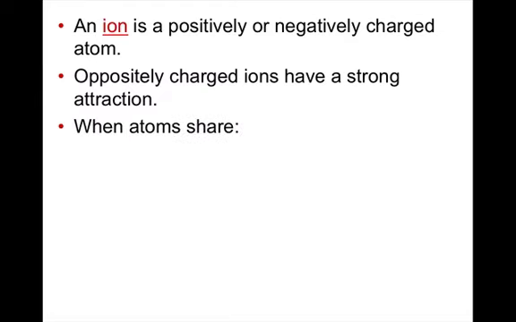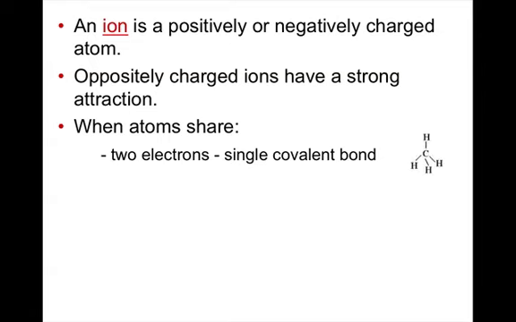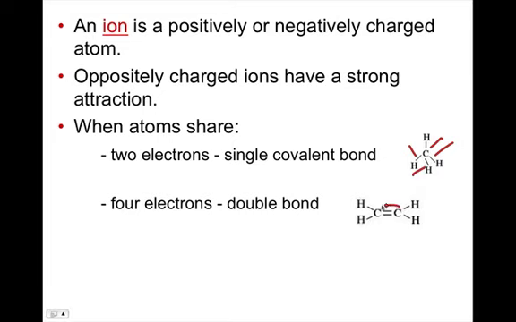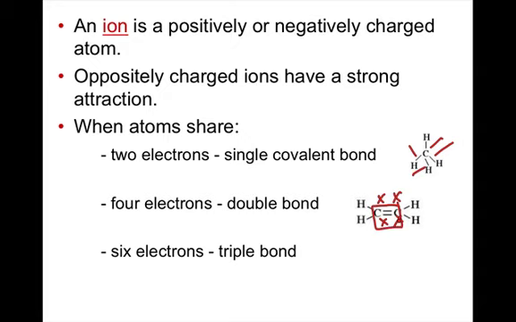When atoms share 2 electrons, that is a single covalent bond. So if you look at carbon over here, it's got 1, 2, 3, 4. Each of those are single bonds. 4 electrons shared gives us a double bond. So you can see right here, there are 1, 2, 3, 4 electrons that are sharing. That gives us a double bond. 6 electrons shared gives us a triple bond. And here would be an example of your triple bond right here.